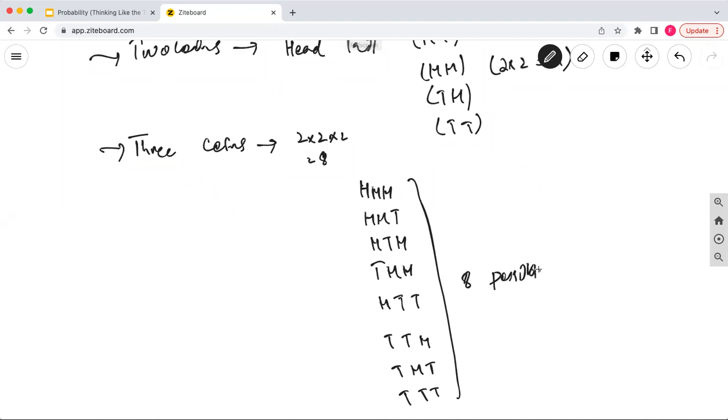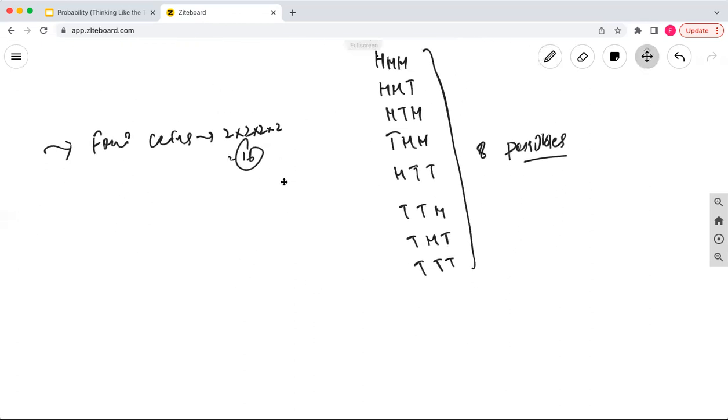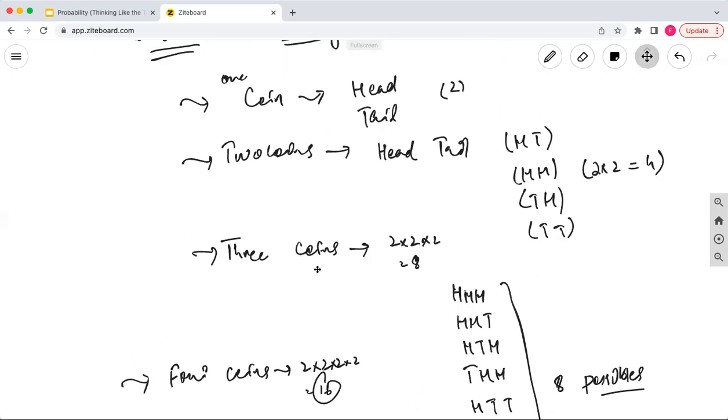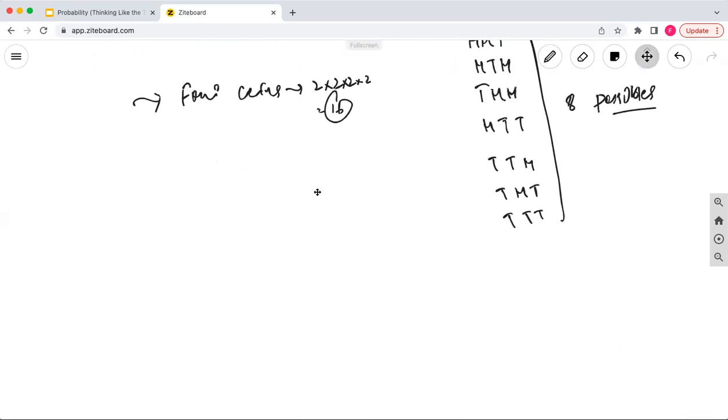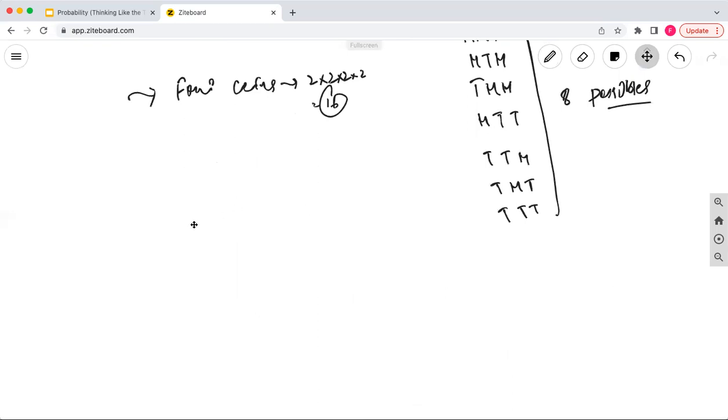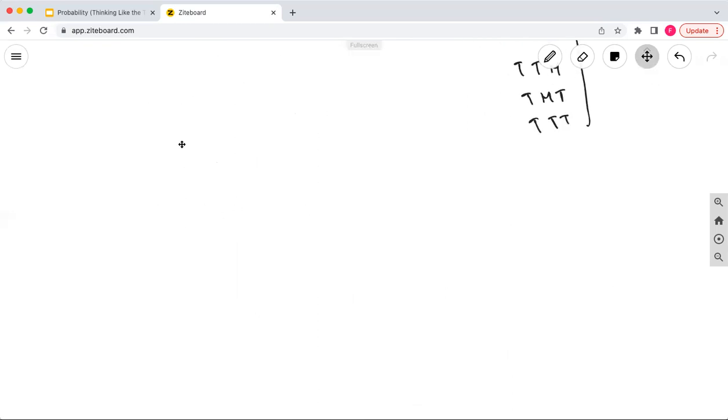Total 8 outcomes. But if I increase the number, for example, to 4 coins, now it is difficult to list those down because there are 2 into 2 into 2 into 2, 2 power 4, which is 16 outcomes. If I started to list those down, that would be very difficult and time consuming, right? So in that scenario, we usually use the binomial theorem. There are basically 3 conditions, or criteria, for the binomial theorem.